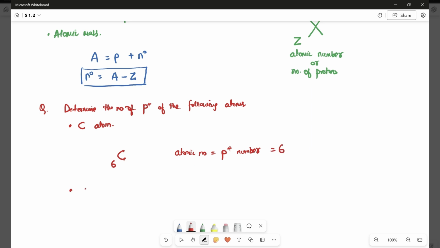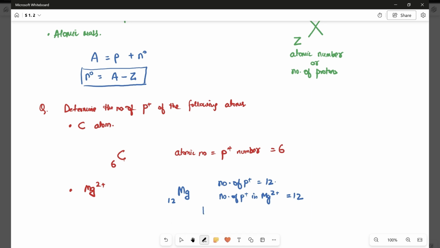Let's say if I am taking Mg2+, how to find the number of protons? When I'm saying Mg2+, the Mg atomic number is 12, right? So this means the number of protons in the nucleus is 12. Therefore, the number of protons in Mg2+ will also be 12, right?